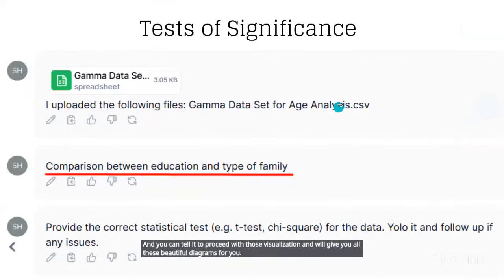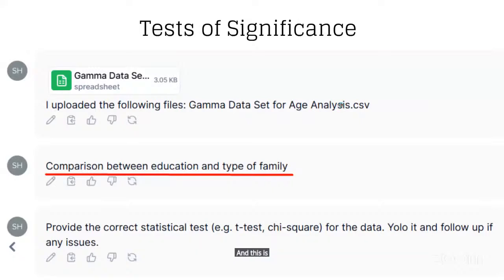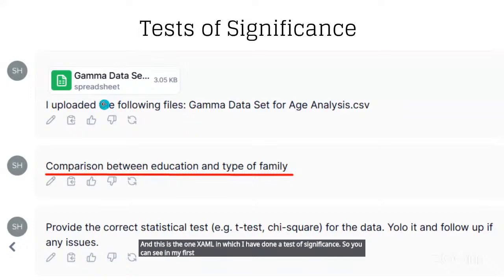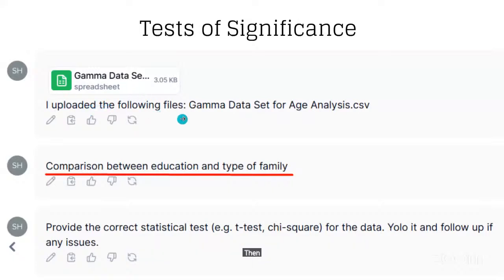Okay. And this is one example in which I have done a test of significance. So you can see in my first interaction, I have mentioned that I have attached a data sheet. You can see an Excel file here. So this is my gamma data set, my Excel file. Then I put a prompt saying I uploaded the following file.